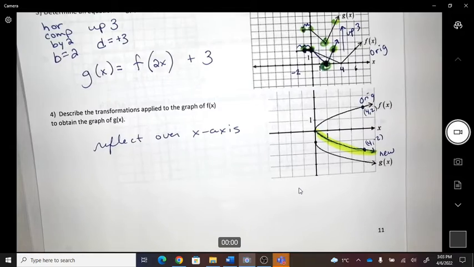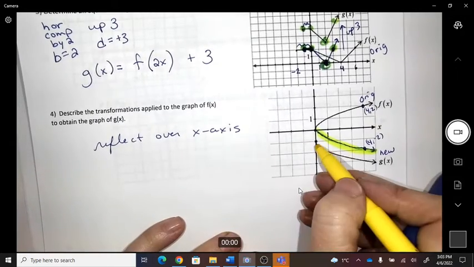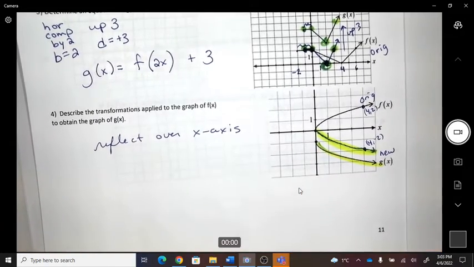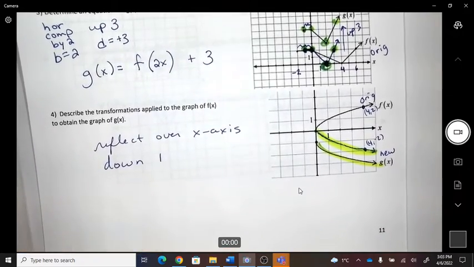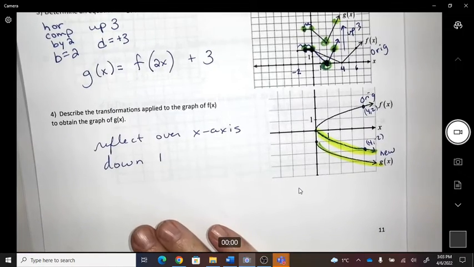And I still have to get to this one though. What else are you physically going to do? What do you think is next? After you reflect it, you're going to have to go down 1. Okay, this would be all I would actually be looking for because it just says describe.